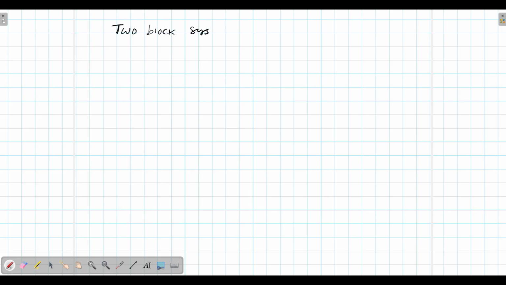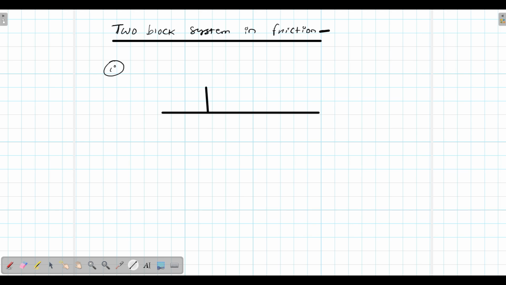Two block system and friction. First, assume both the block as single block and find common acceleration.